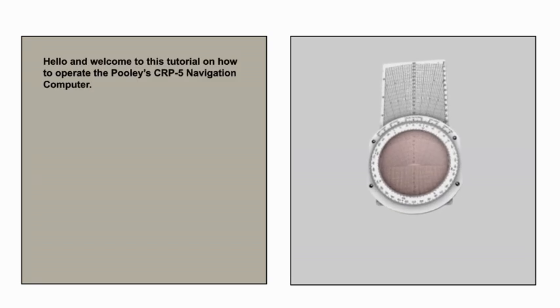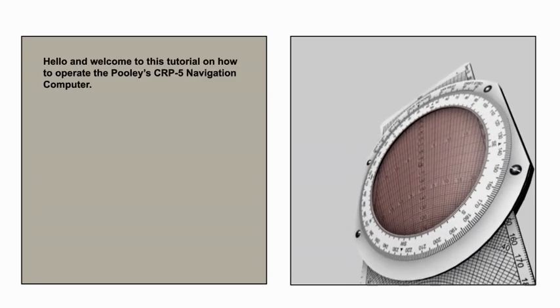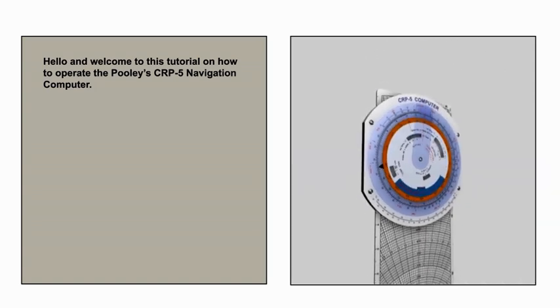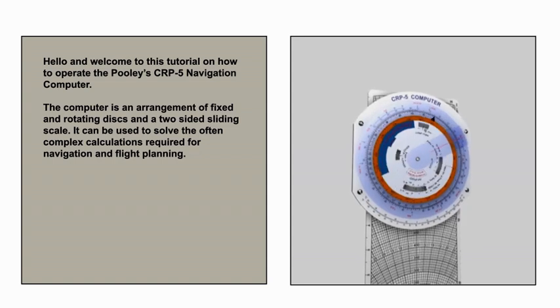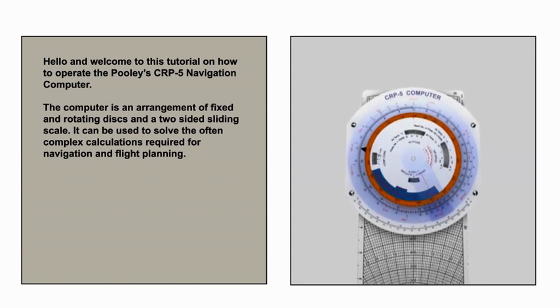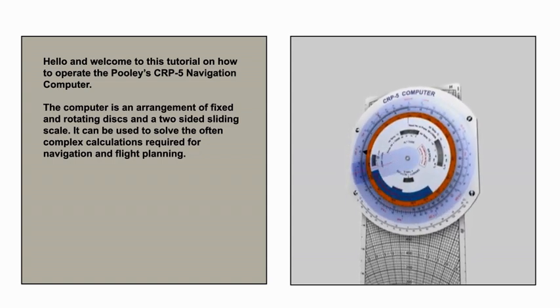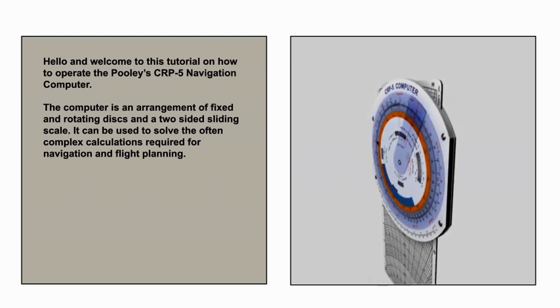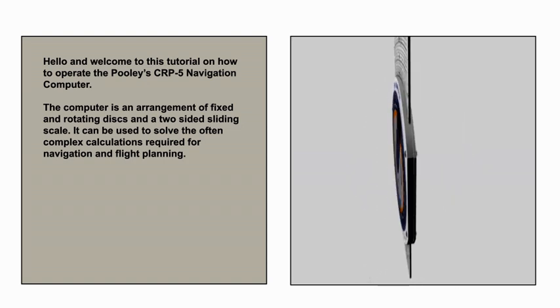Hello and welcome to this tutorial on how to operate the Pooley's CRP-5 navigation computer. The computer is an arrangement of fixed and rotating discs and a two-sided sliding scale. It can be used to solve the often complex calculations required for navigation and flight planning.